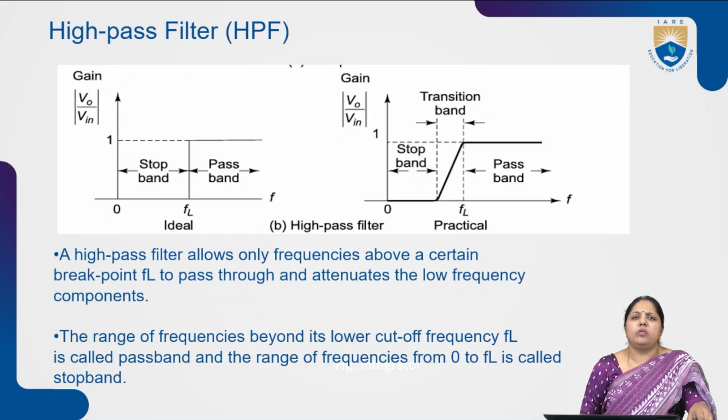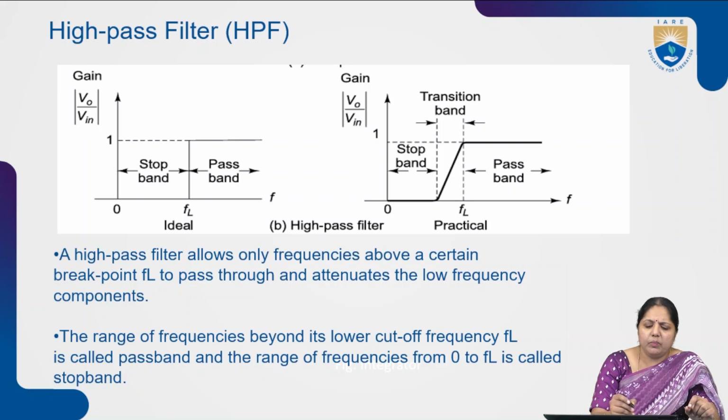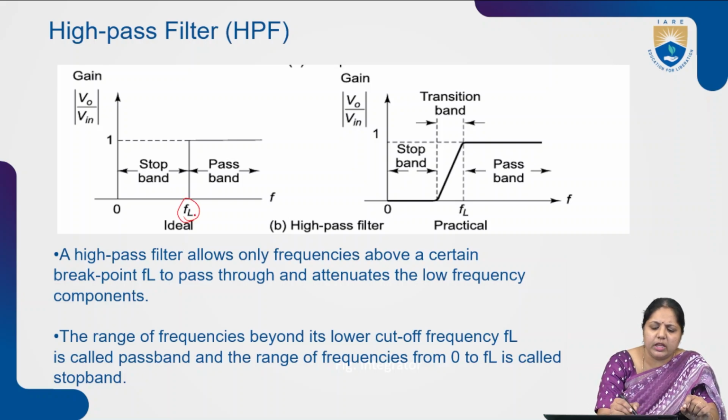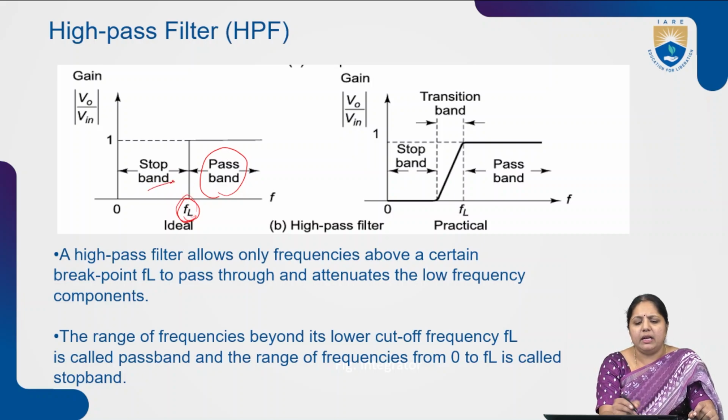Next, high pass filter. High pass filter means it allows only certain frequencies beyond the corresponding cutoff frequency. So beyond this cutoff frequency, which is the lower cutoff frequency, it will allow the passage of the signals. That's why we are calling this a pass band, and below this cutoff frequency, this is the stop band. This is a stop band and this is a pass band.